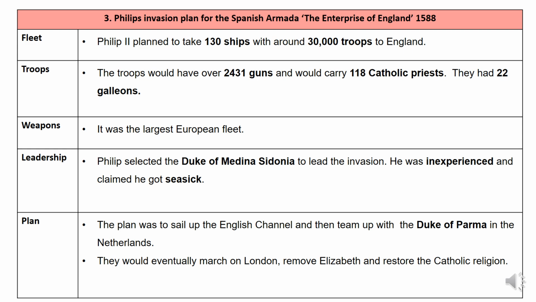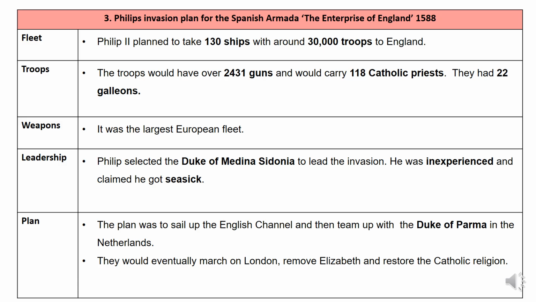They have plenty of weapons with them, and they are the largest European fleet at this time. The fleet is going to be led by the Duke of Medina Sidonia. The Duke of Parma is waiting for him in the Netherlands, and they're going to meet up and lead the charge there.